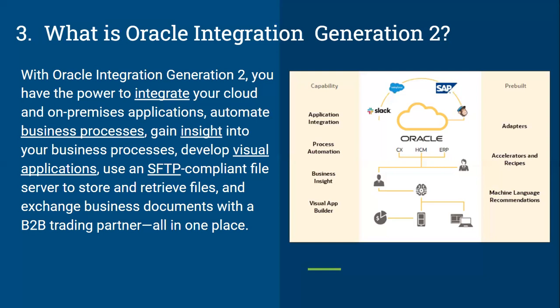So we can do all of this, Visual Builder, business insight, process automation, application integration, in one place. And here we also have one more feature called SFTP. We have an inbuilt SFTP server in OIC. So all of these we have in one place called OIC, which means Oracle Integration Generation 2.